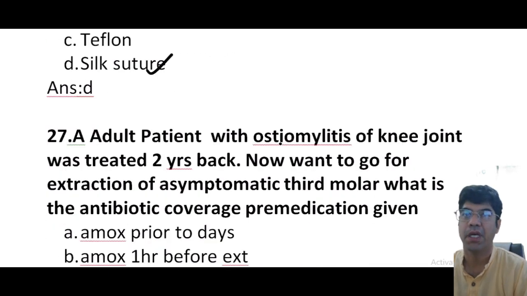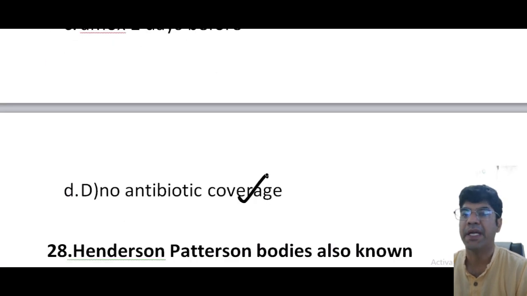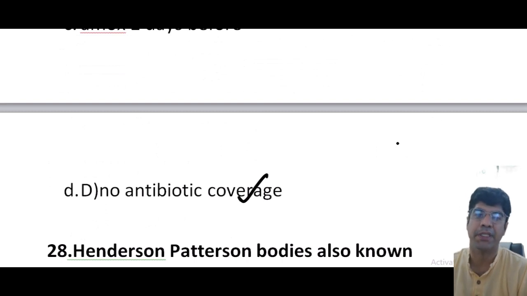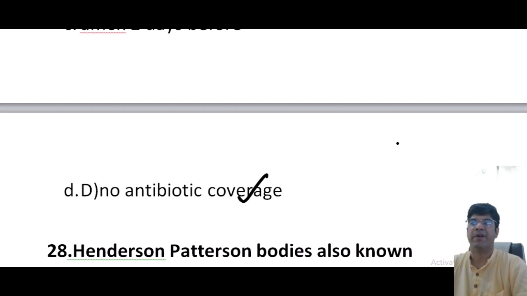Coming to the next question: an adult patient with osteomyelitis of the knee joint was treated 2 years back. Now he wants to go for extraction of an asymptomatic third molar. What antibiotic coverage or pre-medication is given? The answer is no antibiotic coverage is given. Pre-medication with antibiotics is not typically recommended for extraction of asymptomatic third molars in an adult who has a history of osteomyelitis of the knee joint that was treated 2 years prior and is currently asymptomatic.